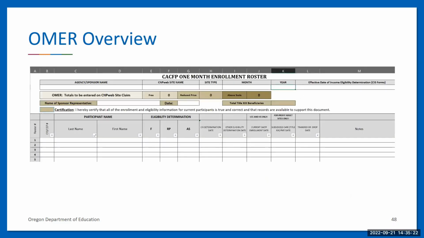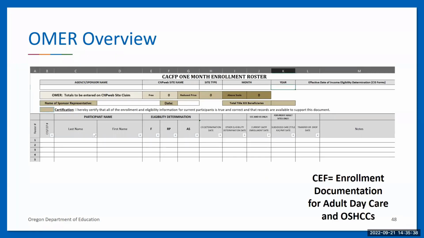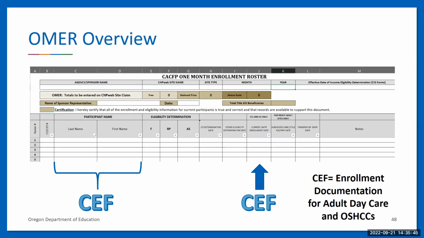We're going to review completing the OMER as if your center is using CEFs and CIS forms. If your organization is an adult daycare or outside school hours care center, please think of CEF as enrollment documentation. The information on the CEF is used for completing the participant name and current CACFP enrollment date columns. The information on the CIS will be used for the eligibility determination and the CIS determination date.